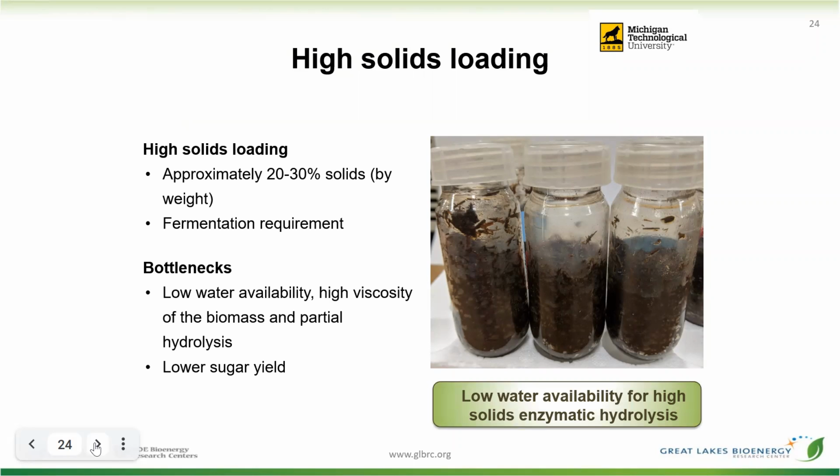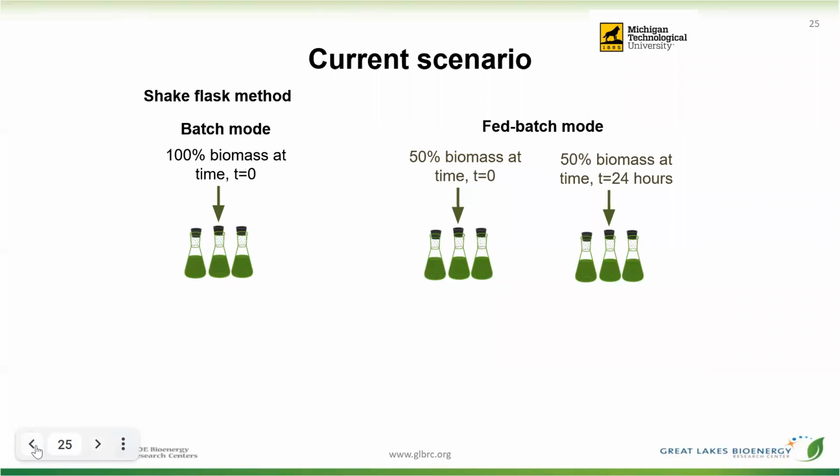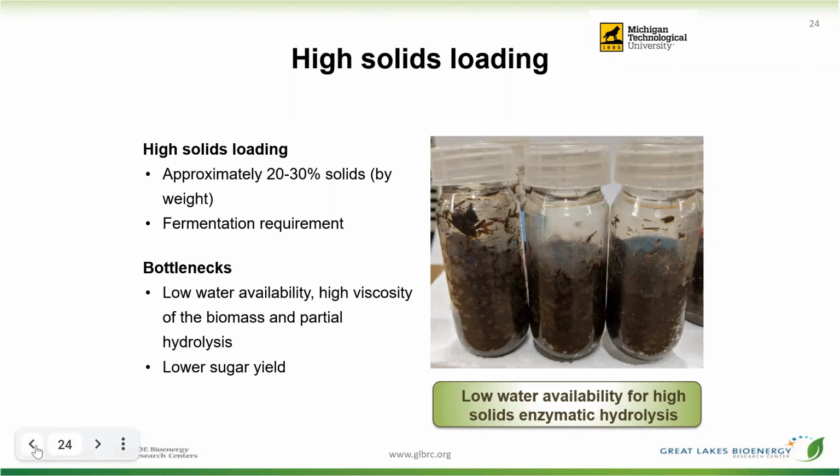However, there are some bottlenecks in high solids loading. Unlike bioreactors in industries, which have complex mixing arrangements, benchtop scale experiments have to address bottlenecks like low water availability and high viscosity. Low water availability and a high viscosity of the biomass lead to mixing issues, which in turn lead to low sugar yields. As you can see in the image on the right, there is absolutely no water available for the biomass to disintegrate.